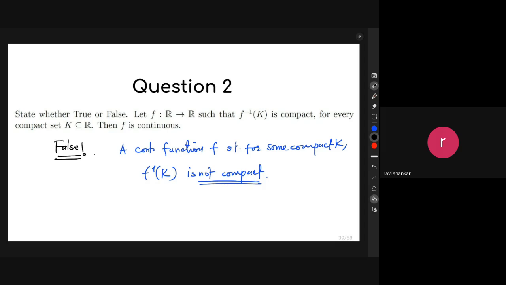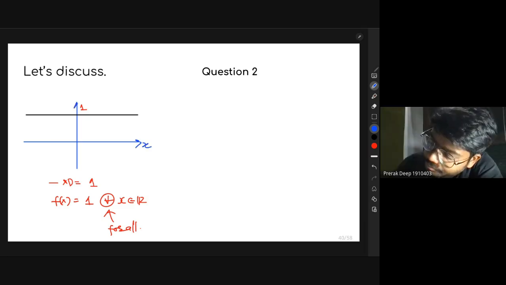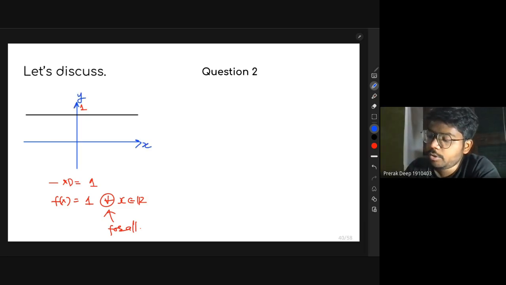Since I'm giving an example according to the question, I'm giving you an example of a continuous function and a compact set K in the range such that its preimage is not compact. Okay, so one example is the constant function. If you consider f(x) to be 1 for all x in R. This is the symbol for 'for all', if you are not familiar with it. So this is the graph for f(x) equal to 1, a constant function.